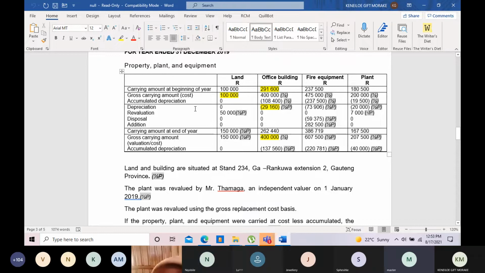Let me tell you this. Let's say that they've purchased new land now of 150,000. That is the only time where we're going to get the additions. If they've purchased an additional land, we're going to get the additions of 50,000 rand. But this one was just a market value, meaning the land was revalued.